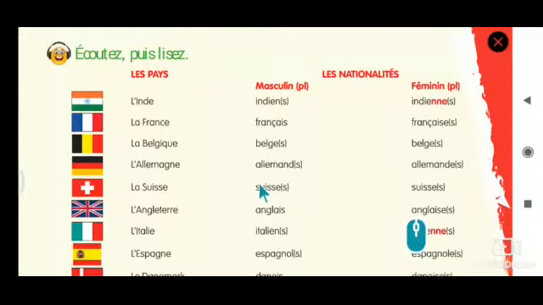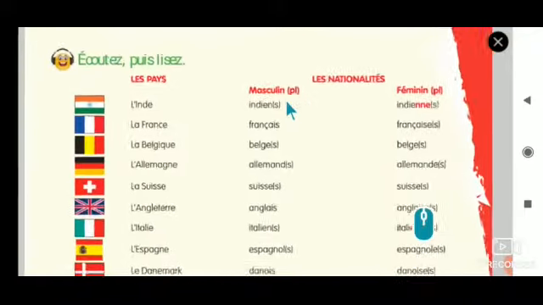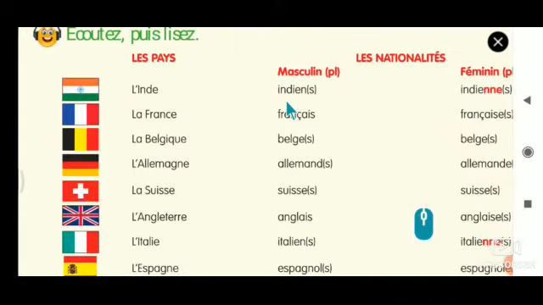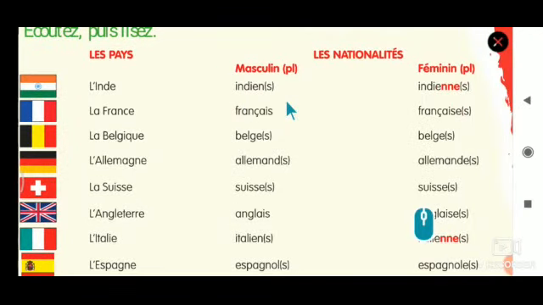Okay, let's continue with the nationalities. As I have shown you the difference, les pays, masculin, féminin: land, indien, indienne. Whatever is given in brackets is applicable only if it is plural. I'm just going to revise everything. It's a big page, so we'll see ten by ten. Please repeat with me and then I will explain the rules in it.